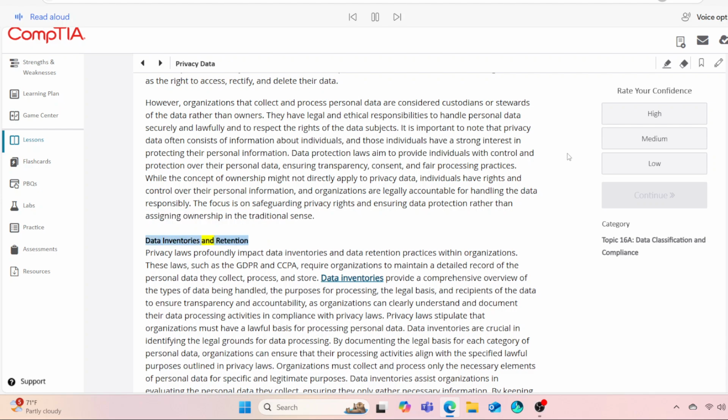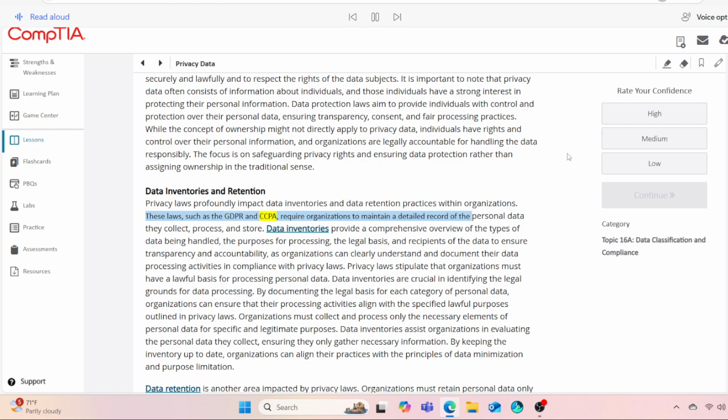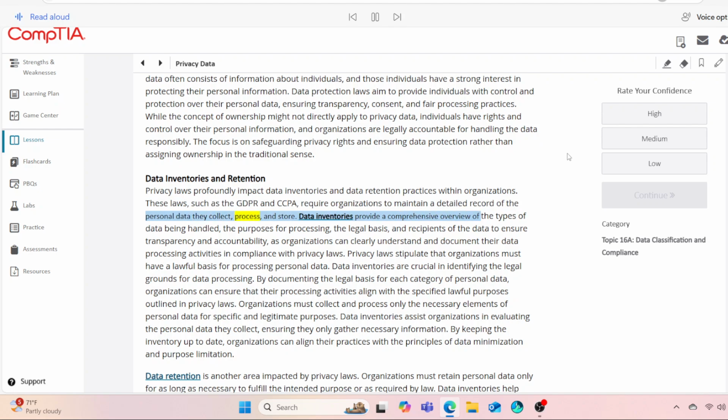Data inventories and retention. Privacy laws profoundly impact data inventories and data retention practices within organizations. These laws, such as the GDPR and CCPA, require organizations to maintain a detailed record of the personal data they collect, process, and store. Data inventories.